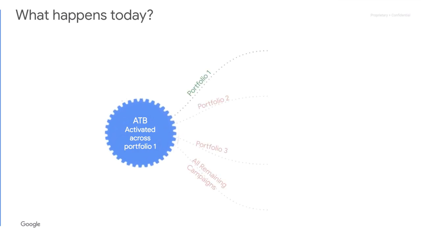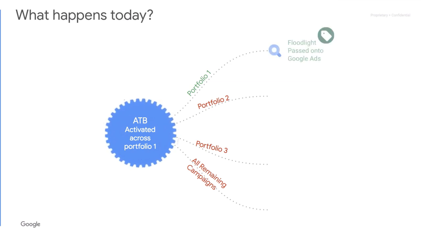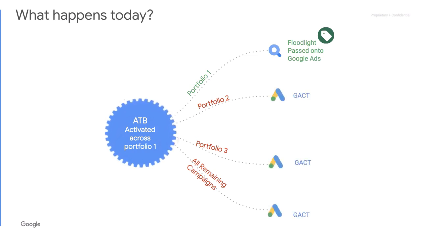So to give you a very brief overview, in today's world, if you activate auction time bidding across, let's say, portfolio 1, and you have one portfolio in green where auction time bidding is activated, but the remaining portfolios and the remaining campaigns are not activated on auction time bidding, the floodlight data is passed on to Google Ads for that particular portfolio and all the campaigns within the portfolio where auction time bidding is activated. For the remaining portfolios and campaigns, Google Ads conversion tracking is still being used.